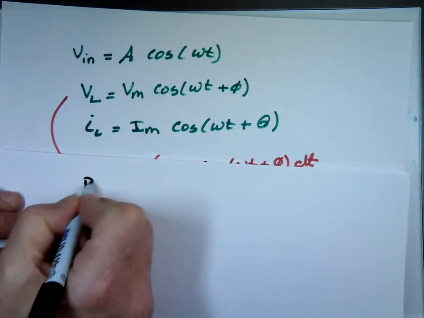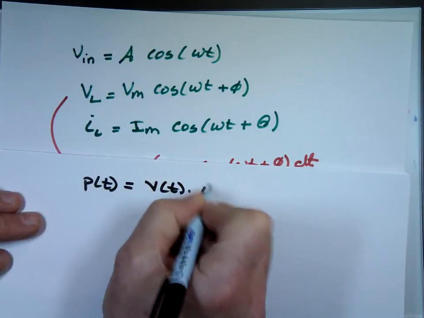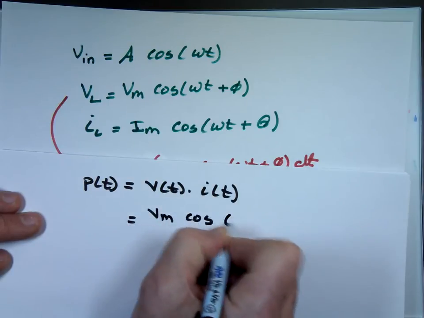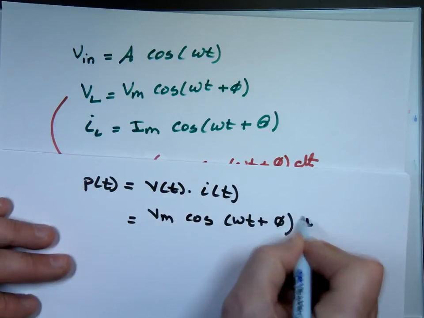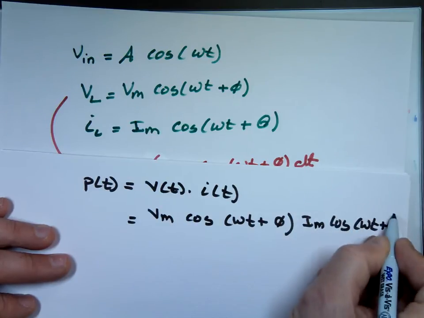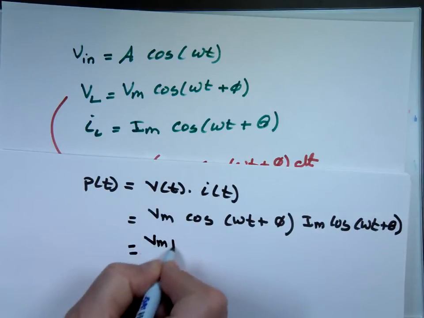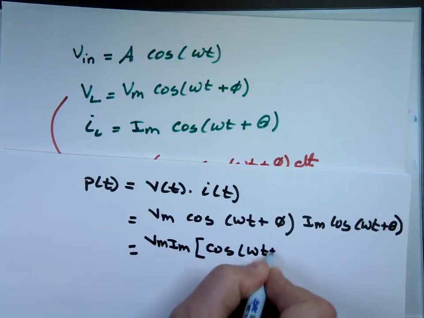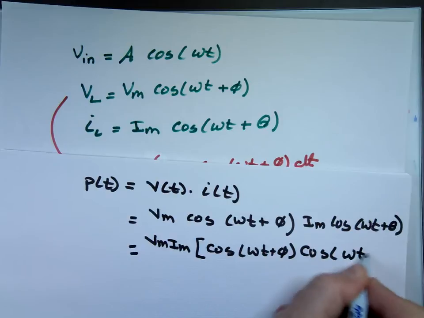Power, we said, is the voltage times the current. The voltage is V max cosine(Wt plus phi) times I sub max cosine(Wt plus theta). I can take V max and I sub max and factor them out. What's left? Cosine(Wt plus phi) times cosine(Wt plus theta).